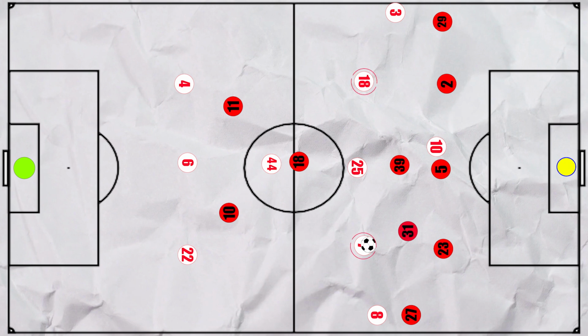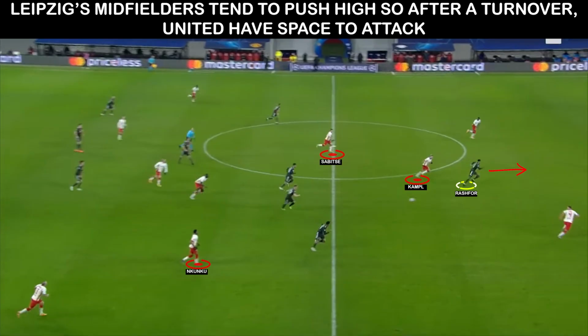Nkunku and Sabitzer tended to advance much higher, leaving Campbell isolated in midfield. So if there was a turnover, quick transitions meant that RB were easily overrun in the midfield, with Greenwood, Rashford and Fernandes finding themselves in dangerous positions on more than one occasion.